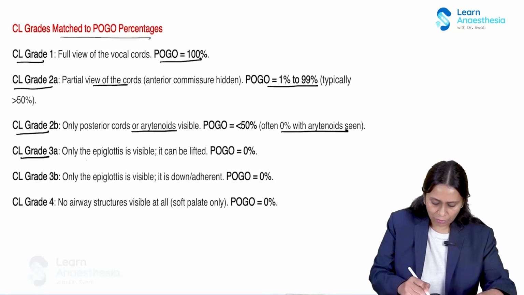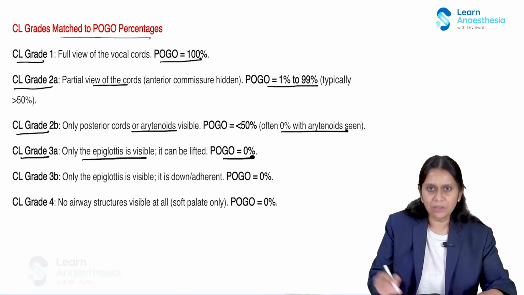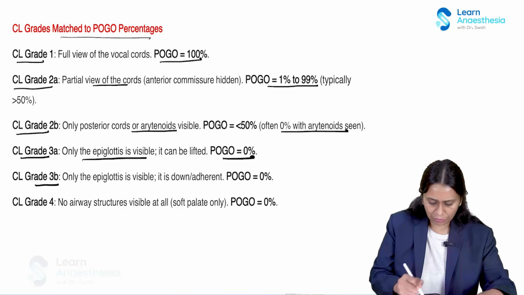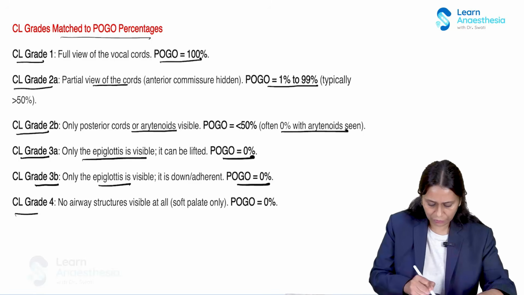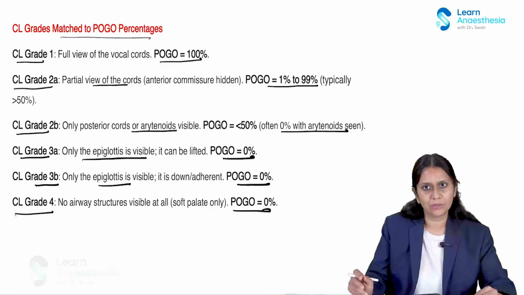Grade 3A, only the epiglottis is visible, POGO is 0%. Grade 3B, only the epiglottis, it's always 0% POGO. And grade 4, POGO is 0%, right?